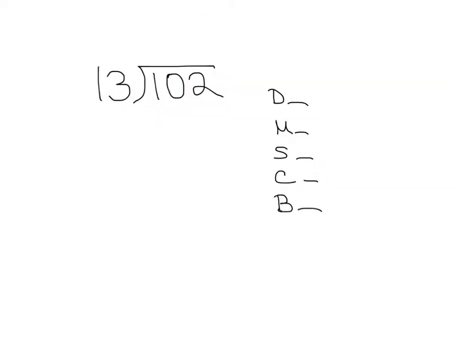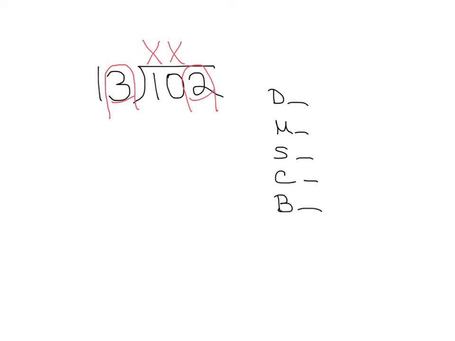Let's look at another. 102 divided by 13. So my first step is to divide. So does 13 divide into 1? No. Does it divide into 10? Nope. But now I need to divide 13 into 102. So I could try covering up. So I'm going to cover these up, and now I'm left with 10 divided by 1, which is 10.